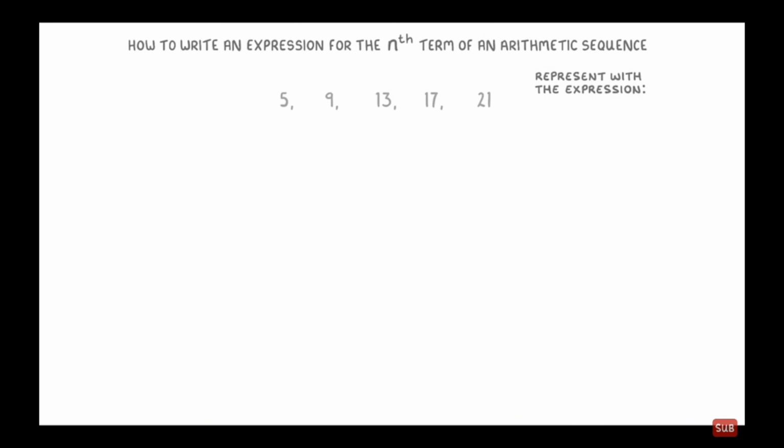We can represent sequences like this with expressions. And in this case, the expression would be 4n plus 1. And the main benefit of doing this is that these expressions allow us to find any term in the sequence. If you're not sure what I mean by the word term, each of the numbers in the sequence is known as a term. So 5 is the first term, 9 is the second term, 13 is the third term, and so on. Another way to represent the terms is using the letter n. So for the first term, n equals 1. For the second term, n equals 2, and so on.